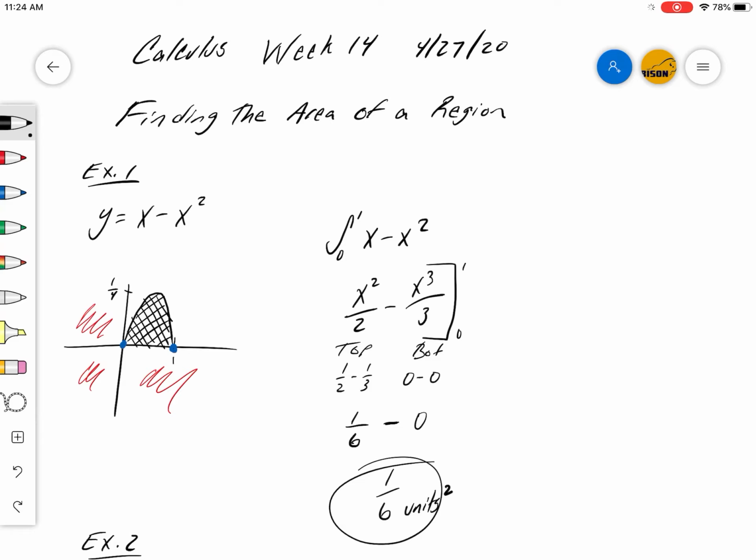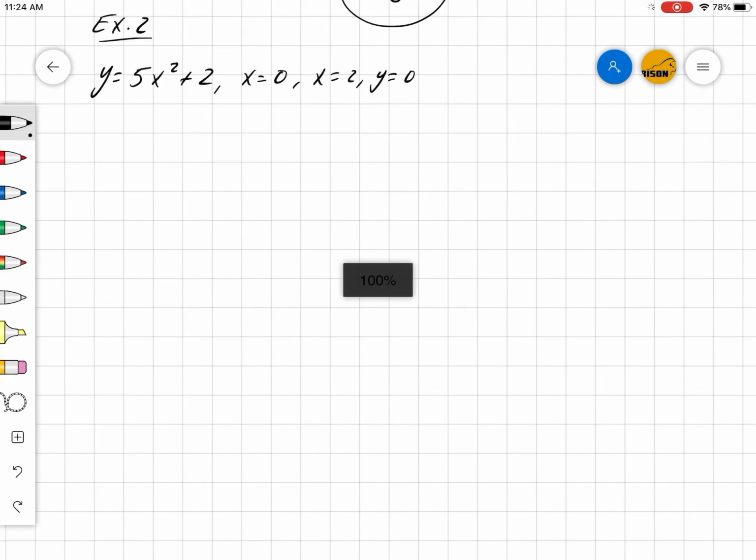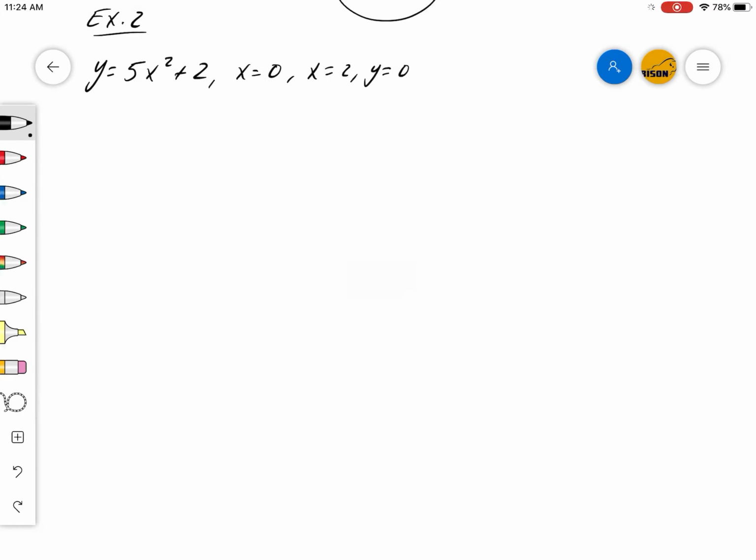Okay, we could say units squared if we really want to get technical, but for right now, just 1/6 is fine. Okay, so hopefully you were able to understand that. Remember, the reason that we set up our bound integral over here from 0 to 1 is because 0 is the starting place that our graph started to be bound by, and then 1 was where it ended.